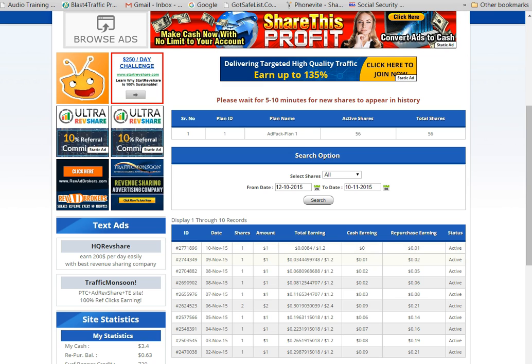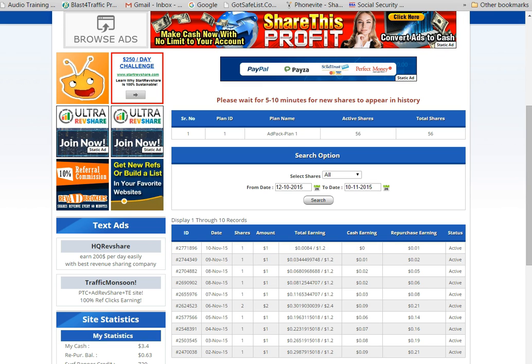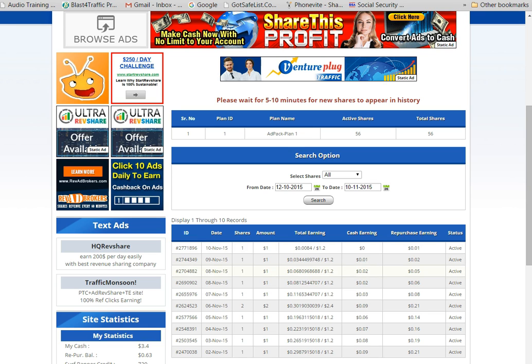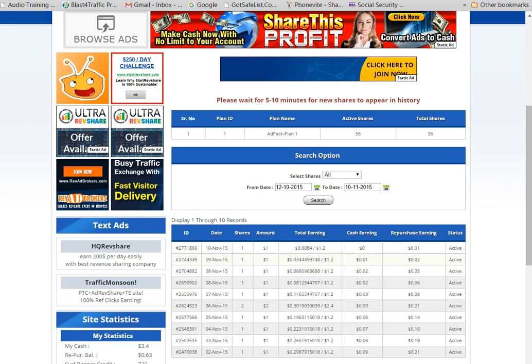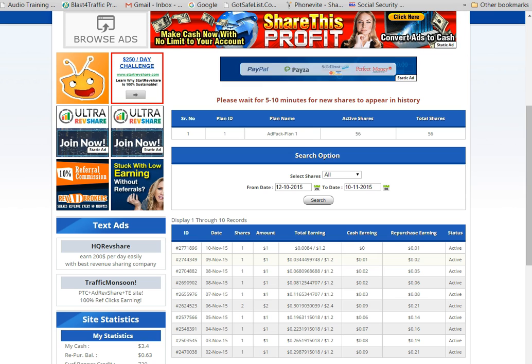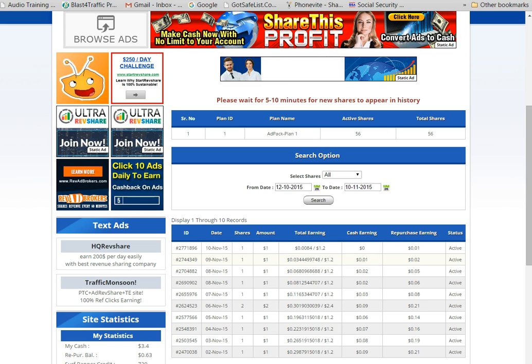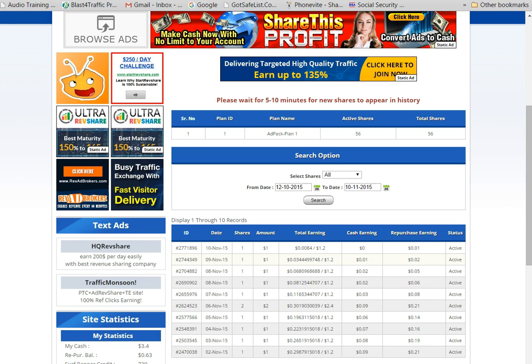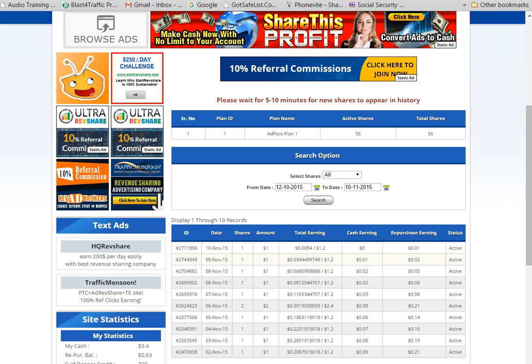It lists each share that you have, and right under there's a column called total earnings. Under total earnings, it gives you the total amount that that share has earned, and then a forward slash, and then it says 1.2. 1.2 is the maturity. When it reaches 1.2, it matures.